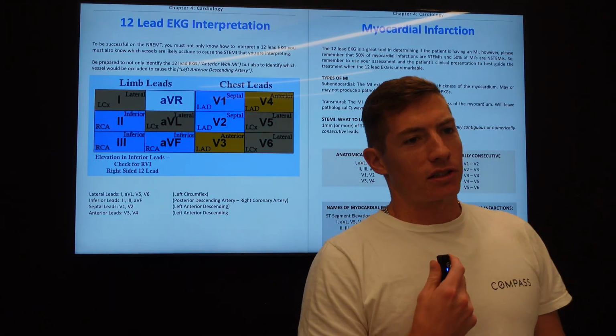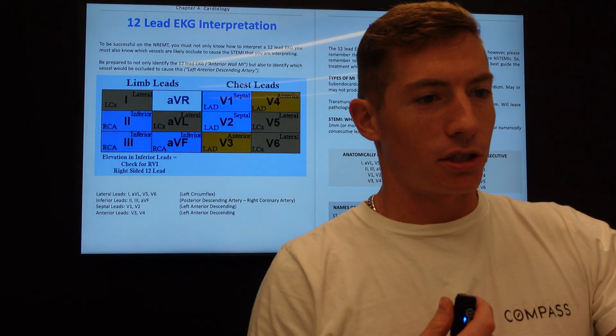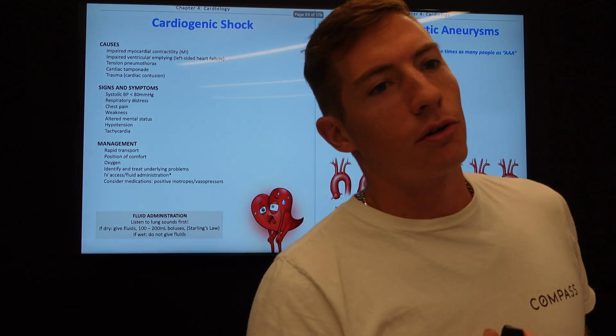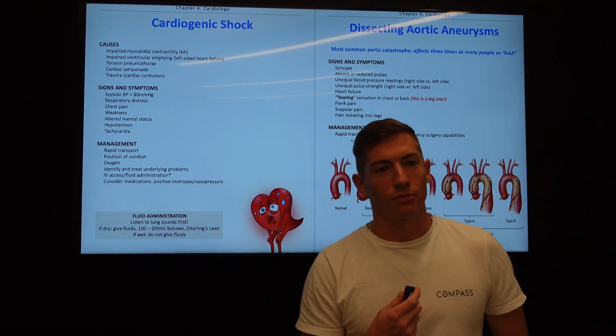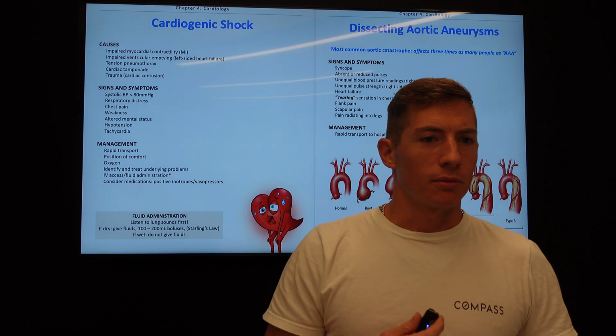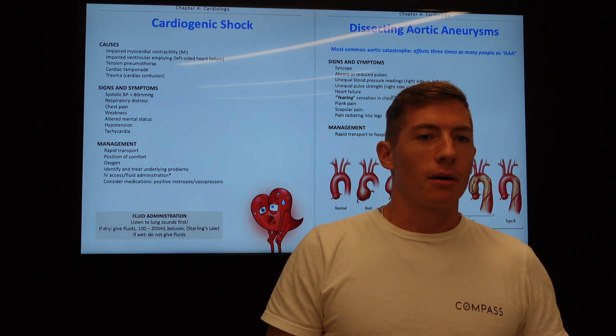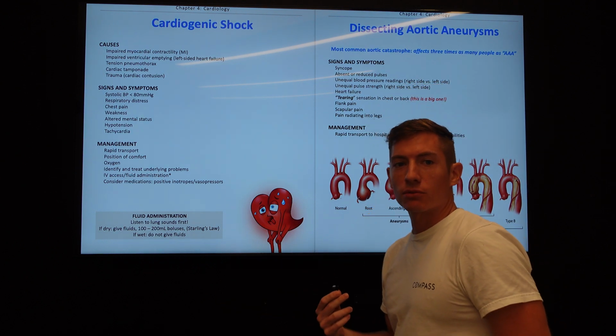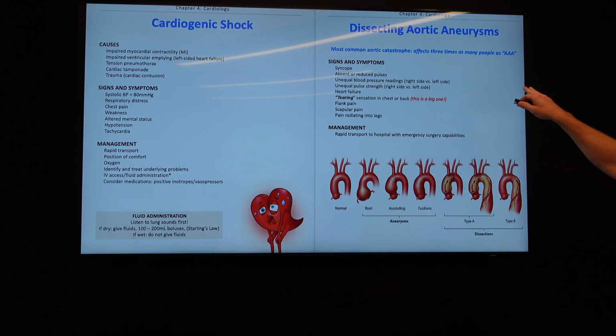Okay, so actually let's go back a page. So, dissecting aortic aneurysms. I think we went over these. That's all right. It's the most common aortic catastrophe, and it's going to affect 3 times as many people as your aortic aneurysm.